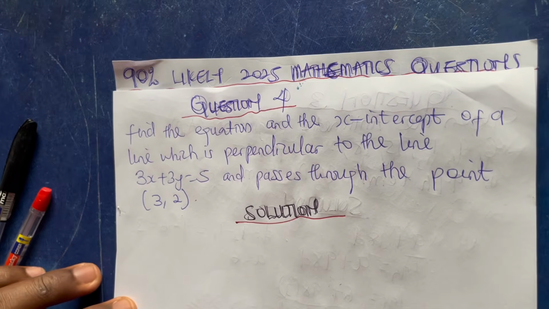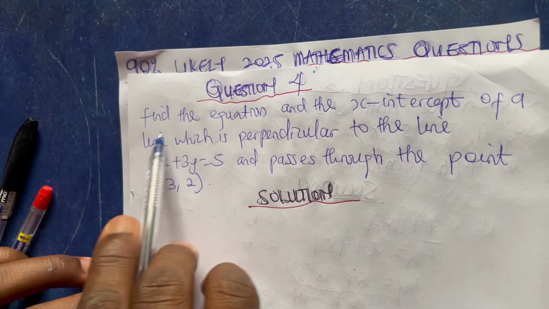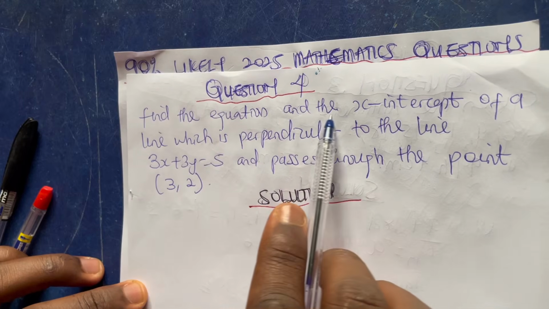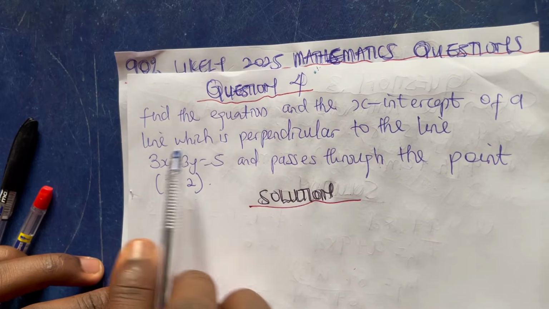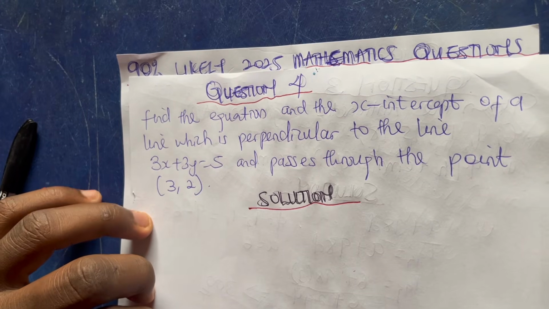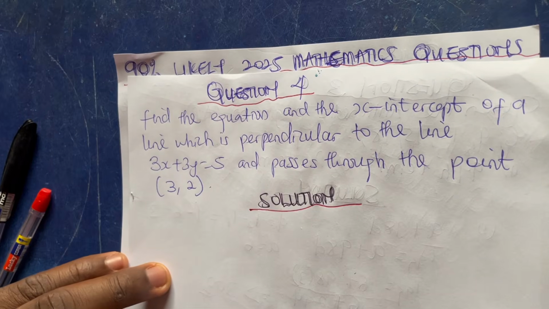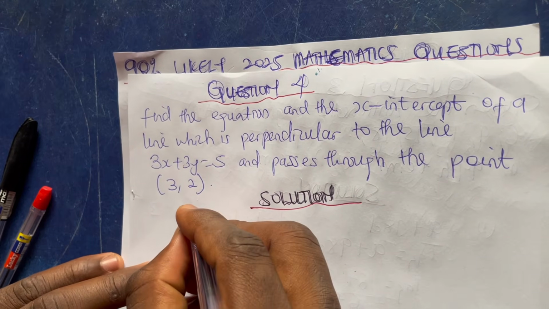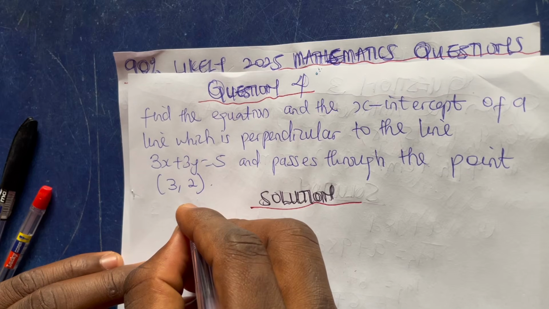So this is under straight line. So now let's solve this question. It says find the equation and the intercept of the line which is perpendicular to this equation and passing through the point of this. How do we do that? We often know that the equation of a straight line has two formulas.